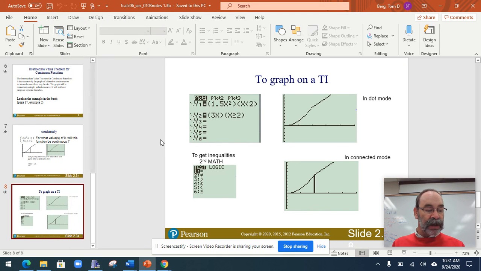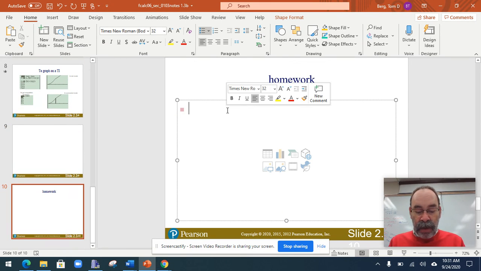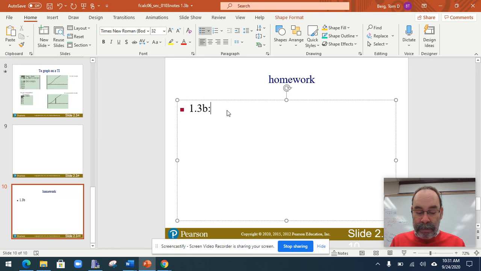Okay, so your homework for section 1.3b is 19 through 26. Let's see if I can put this on the homework. 1.3b, number 19 through 26, 29, and then 45 through 48, and a worksheet.